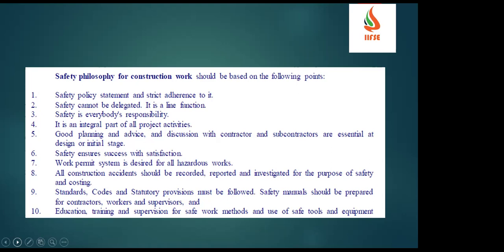It is not about building construction only. There, interior work comes in, cable laying comes in, even laying of marbles, painting, so many activities which are included in this construction. For the implementation of safety in this construction field, we should have a safety policy statement and also strict adherence to it. If you see, most of the construction companies give their activities to subcontractors or a subcontracting company.